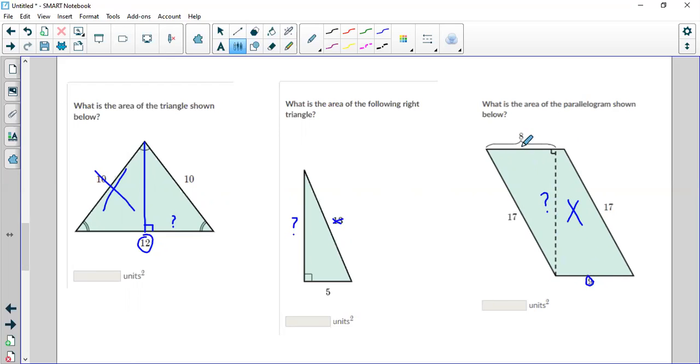This 8 is not the whole thing. So technically, since this is 9, this is 8, this is 1. You don't need that, just something to think about.